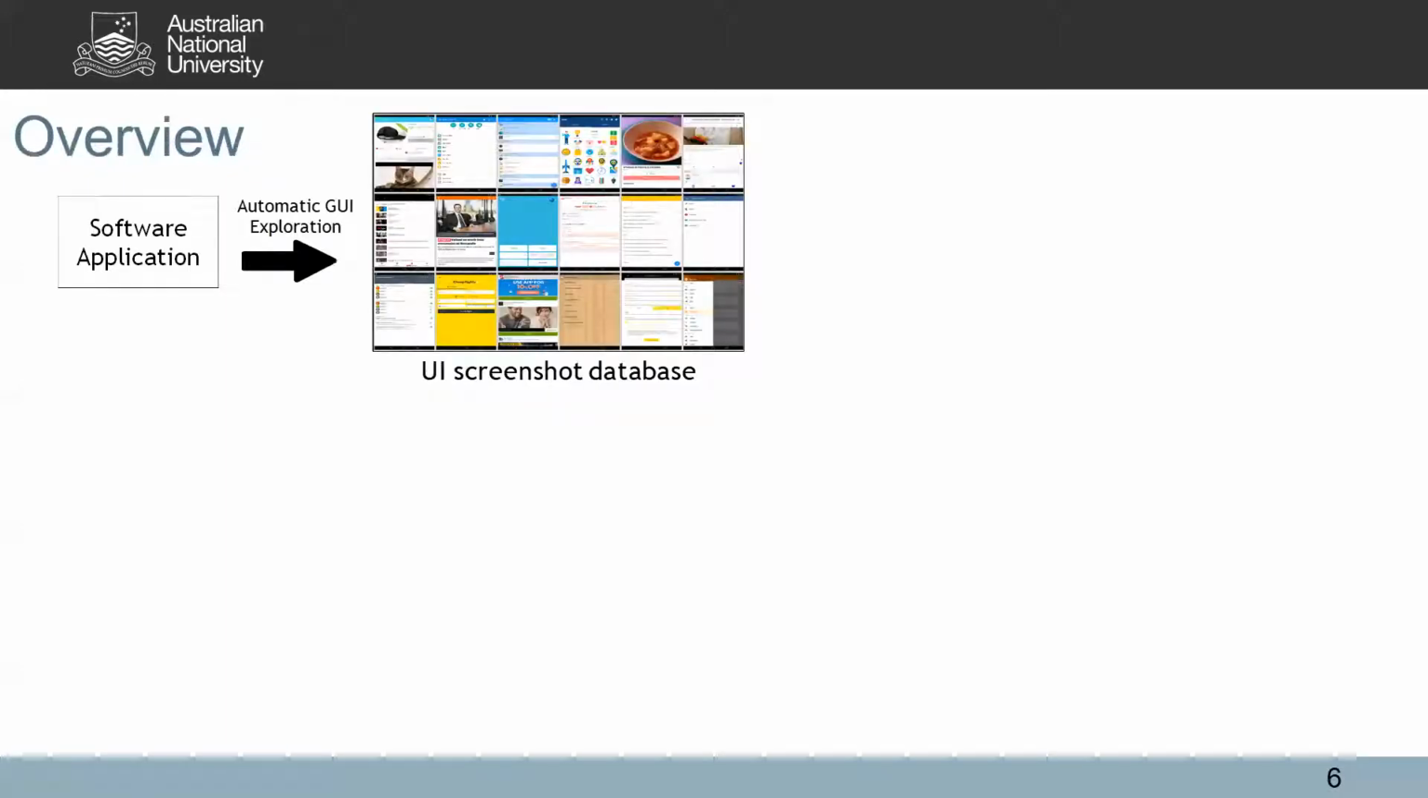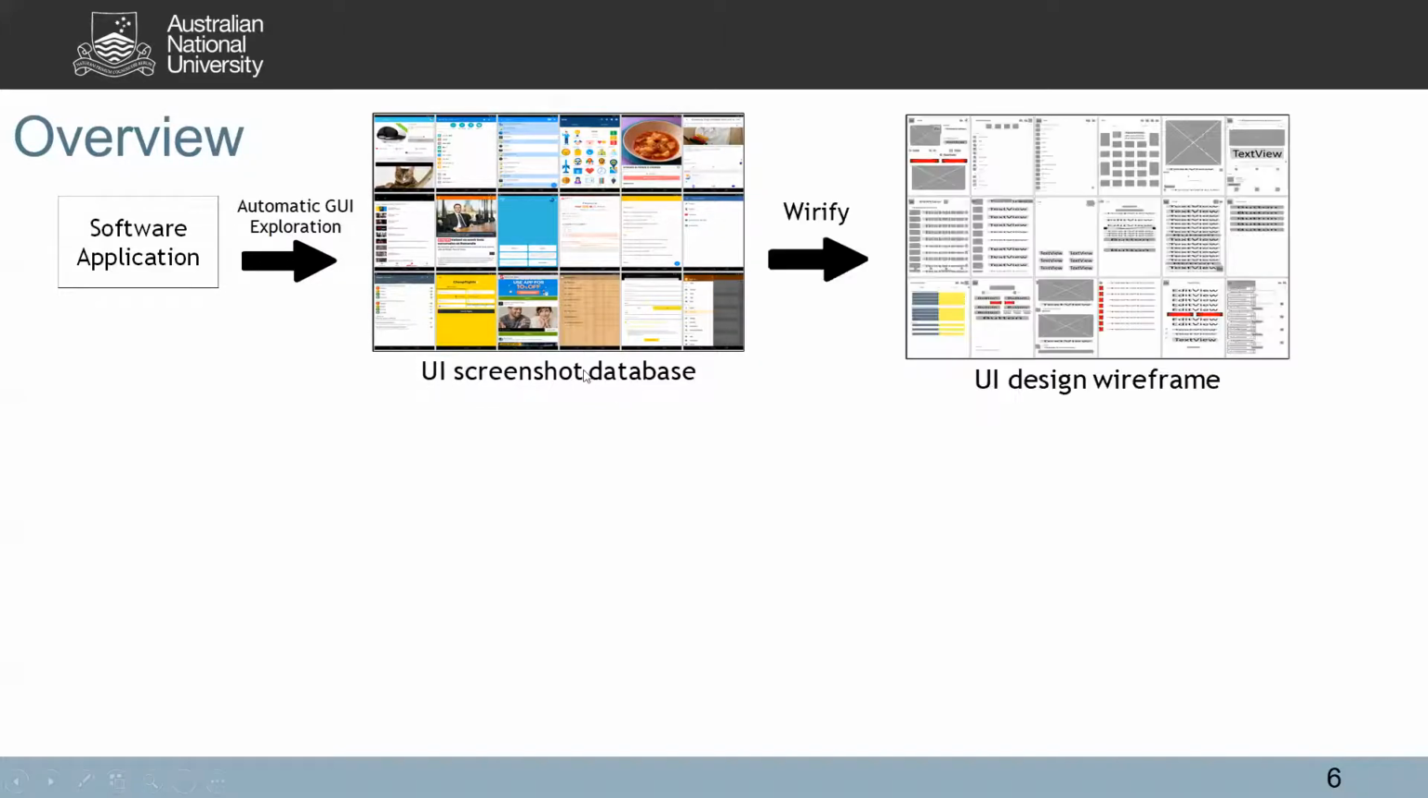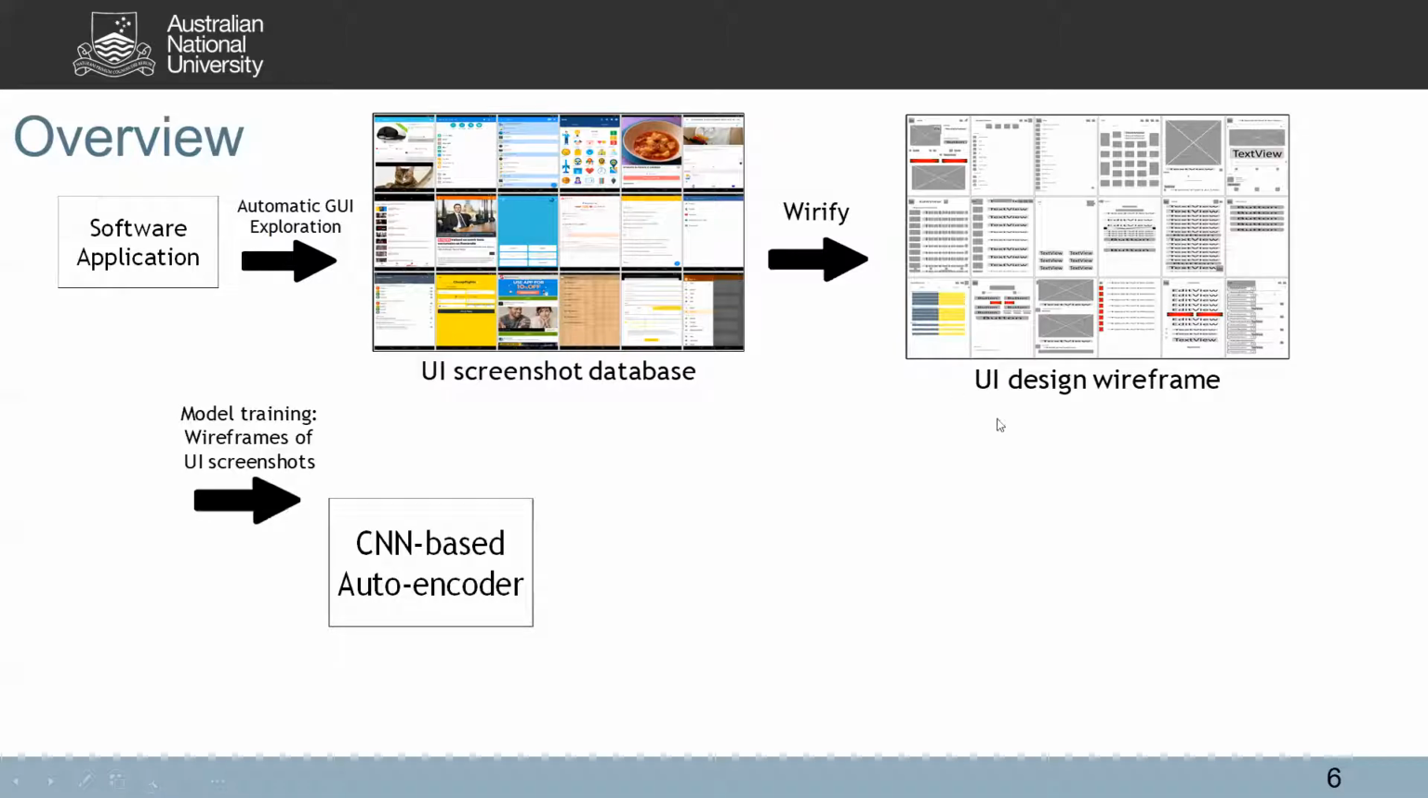We first crawl some applications from the Google Play Store, and then we develop a tool to automatically explore the GUI in each application and obtain the UI screenshots and the corresponding metadata. We then transfer the UI screenshots to wireframes. Based on this UI design wireframe dataset, we can train our wireframe-based autoencoder model.